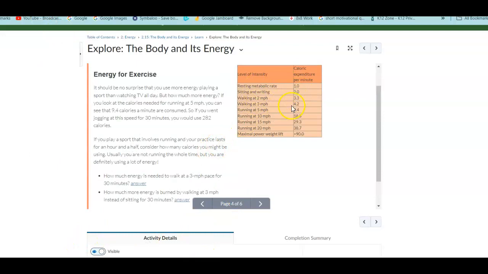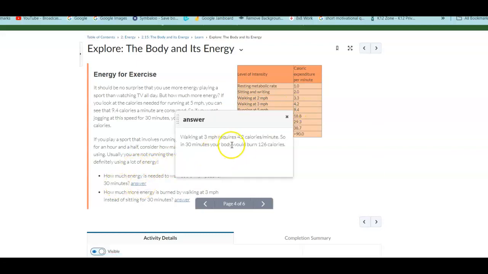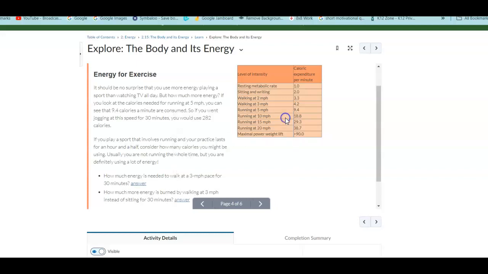So if we look at the chart over here, how much energy is needed to walk at a 3 mile per hour pace for 30 minutes? Walking at 3 miles per hour, you would take 4.2 times 30 minutes, and it gives you the answer 126 calories. So if you think about the small cans of soda, the 7.5 ounce mini cans, those are about 100 calories. So if you're walking for half an hour, you're just burning off a little over 1 can of that. So think about the things that you're putting in your body in a day as well.